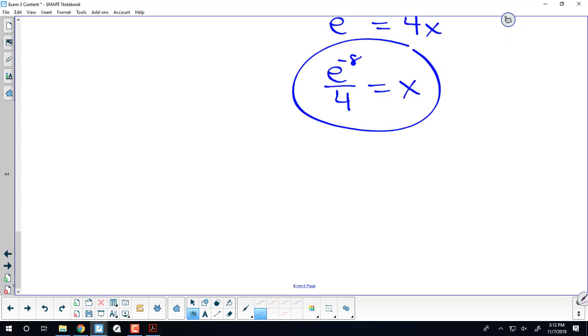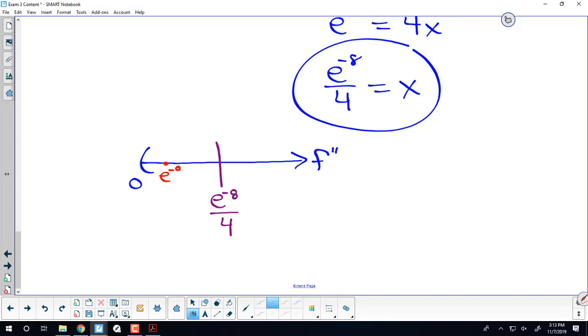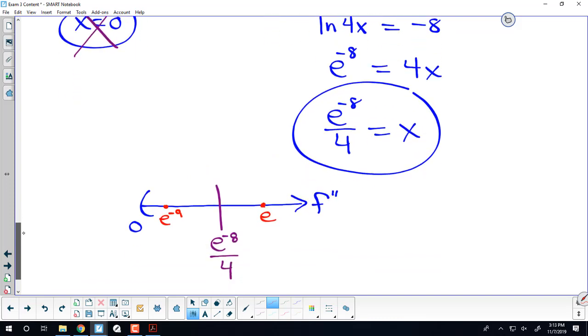You just come up with one value that you have to test on the second derivative. So we just have two places to test. So maybe we can test e to the negative 9 and e. Into the second derivative, that giant huge mess.